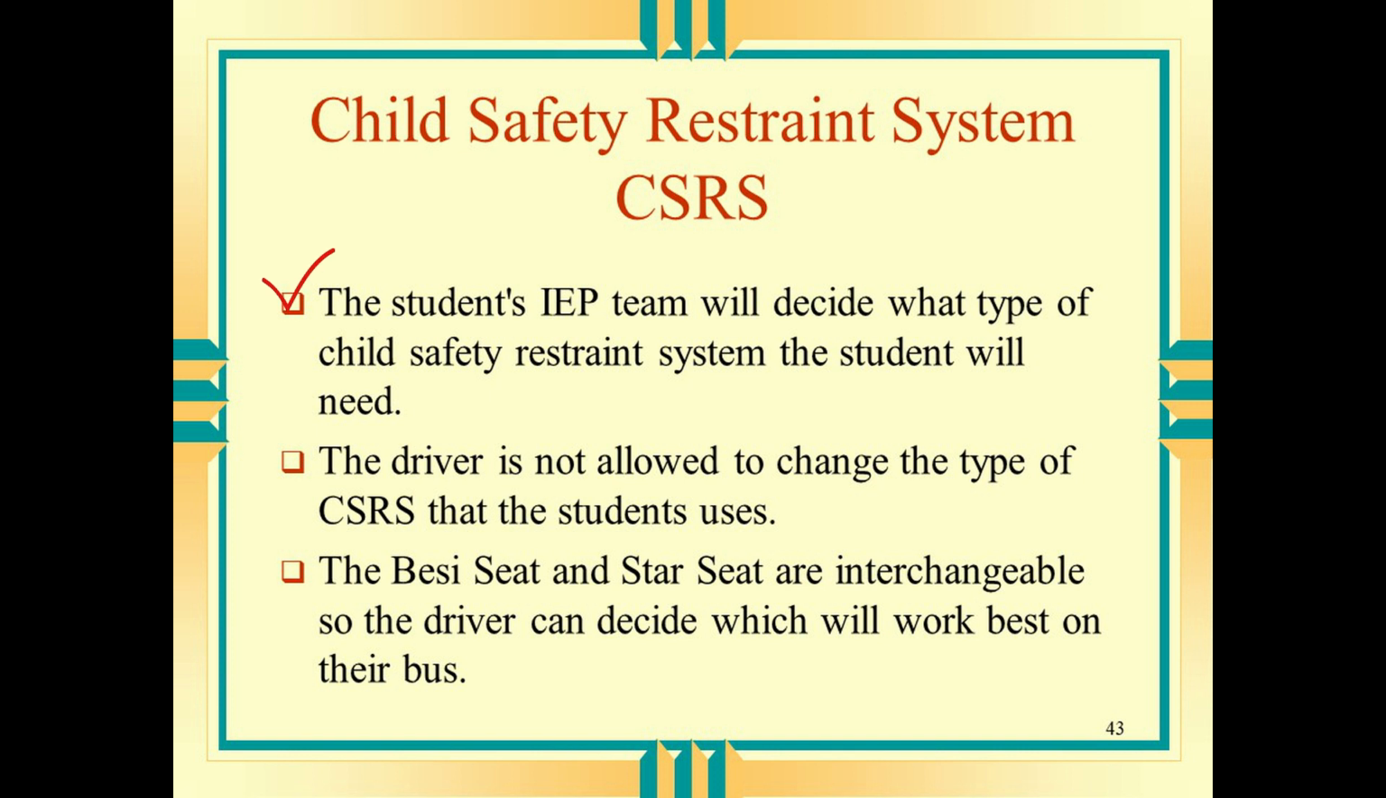The student's IEP team will decide what type of child safety restraint system the student will need. The Transportation Department will get a request for special transportation form from the IEP team. It will outline all the special accommodations that the Transportation Department must provide for the special needs student. The driver will get a copy of the transportation request form, a profile sheet, and the information is also printed on the route sheets. Remember, the driver is not allowed to change the type of CSRS that the student uses. Only the IEP team can change the equipment that the child needs.